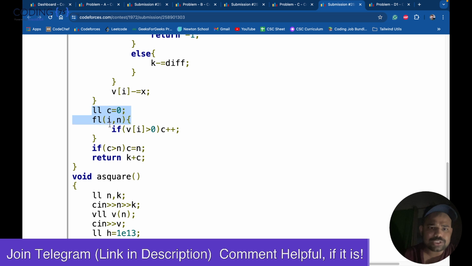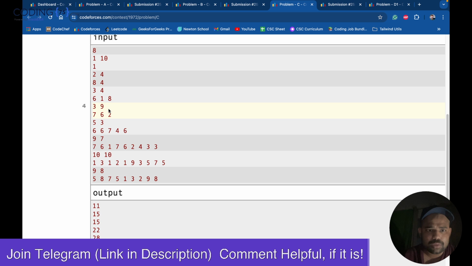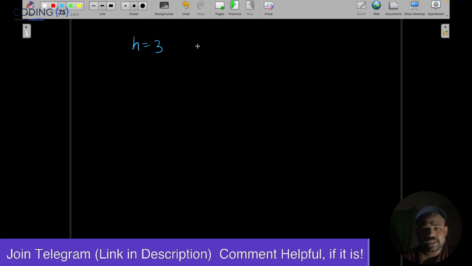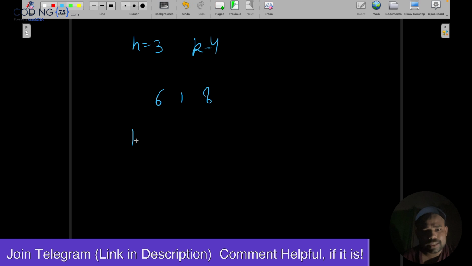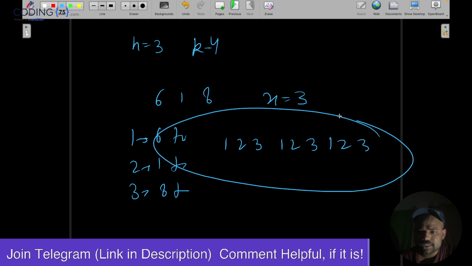Now see what is happening. At the end, also if there are some numbers that are present more than one time, see how we are handling it. For example, let's take this third case. This was a very good example. This one, which is 3 4 6 1 8. Okay, so n is 3, k is 4, then 6 1 8 means 1 is present 6 times, 2 is present only 1 time, and 3 is present 8 times. Let's say we made x equal to 3. X is 3 means we are targeting that we need 3 times, that is 1 2 3, 1 2 3, 1 2 3.